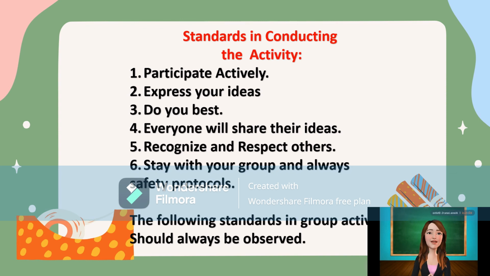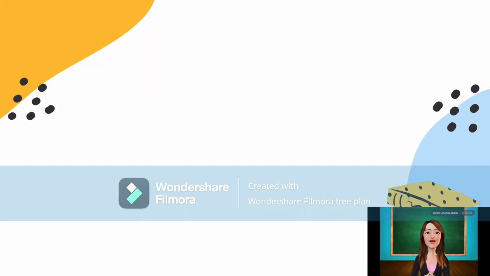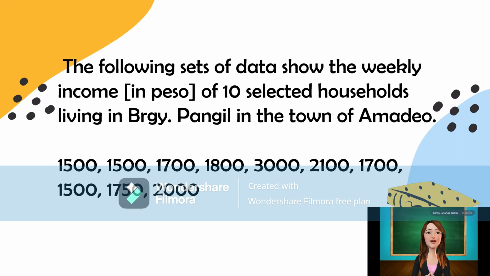The following standards in group activities should always be observed. So here is your problem. The following set of data show the weekly income of 10 selected households living in Barangay Pangil in the town of Amadeo. So we have here the data. So now you will finish the activity in 3 minutes. Okay? Am I clear? Very good.